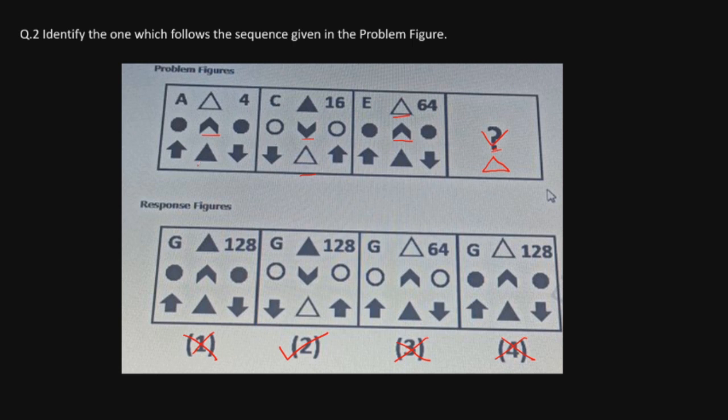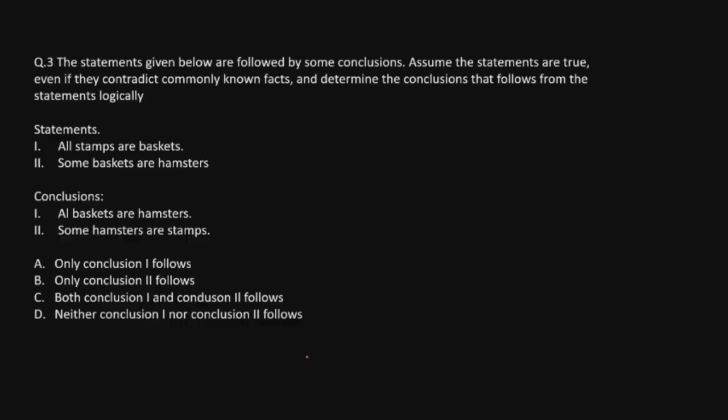Now let's see the dark triangle. The dark triangle is at the bottom, then at the top, then again at the bottom, so it should be on the top again. So option 2 follows that as well. There are three hints which are followed by option 2, so we will tick option 2, that is the correct one.